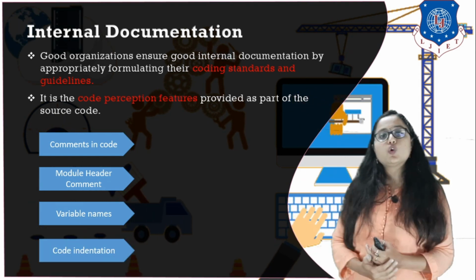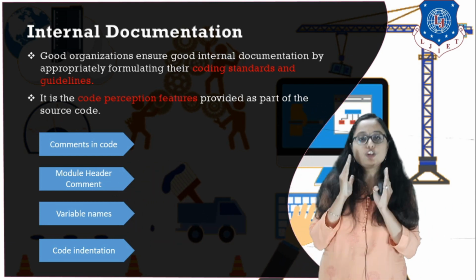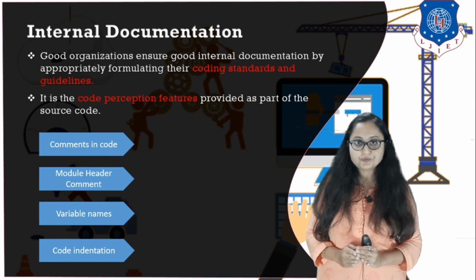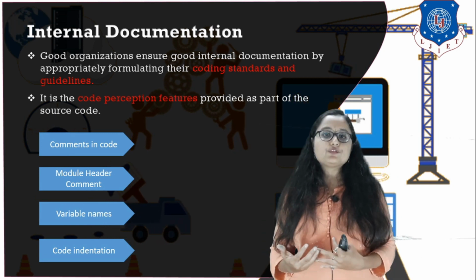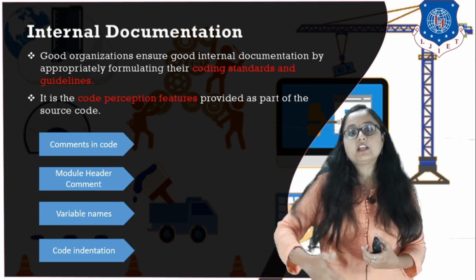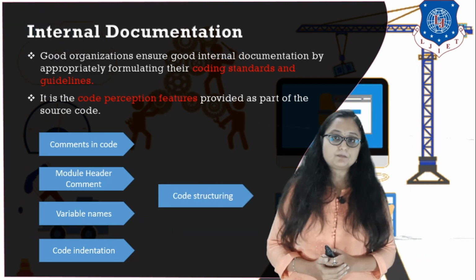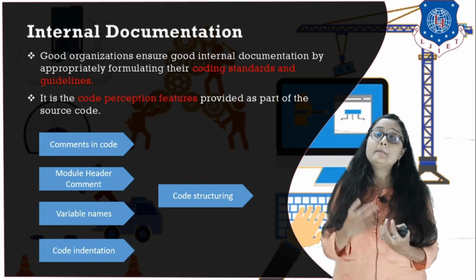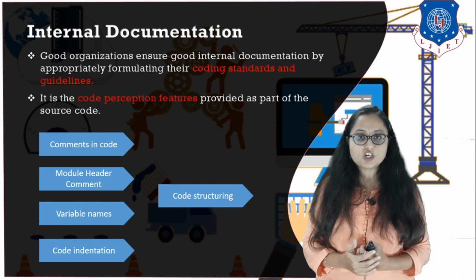The next is code indentation. This also I have already discussed in the coding standard, that you have to give proper indentation to your code, right? If you don't give proper indentation, you might get confused while debugging the code or finding the errors in your code, right? The next is code structuring. Now what do you mean by code structuring? There are many times when programmers foresee the code structure, right?